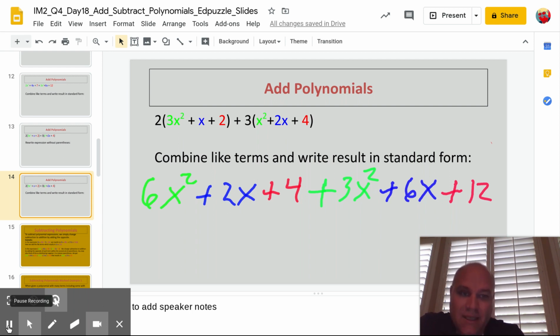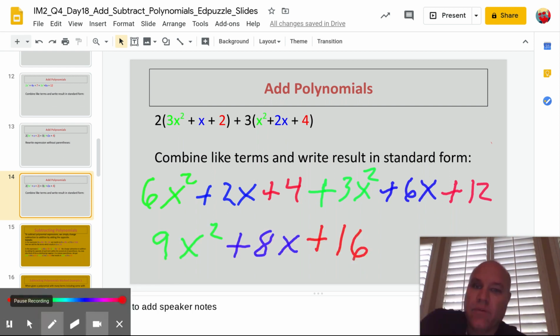Now I want you to do the next step. I want you to combine like terms and write the answer in standard form. So the answer for this one is 9x squared plus 8x plus 16. Our lead coefficient for this example is 9.